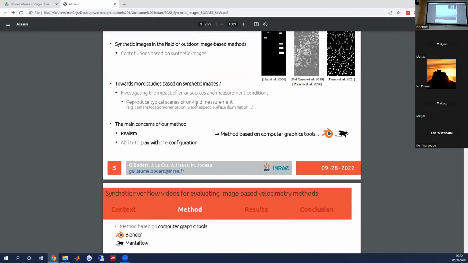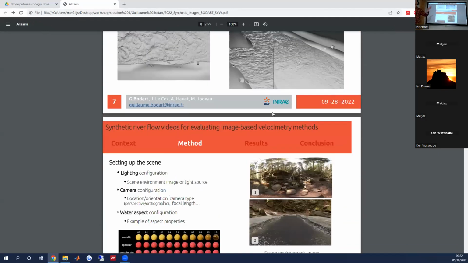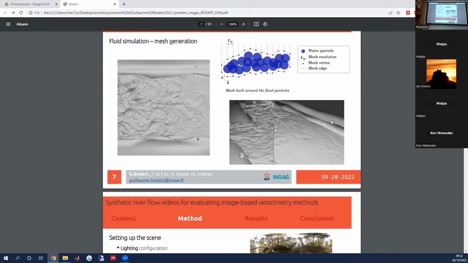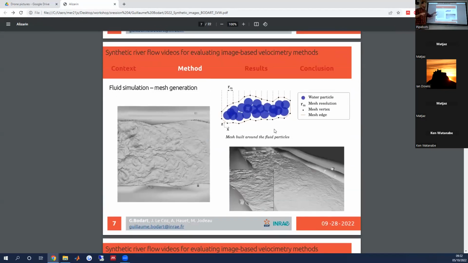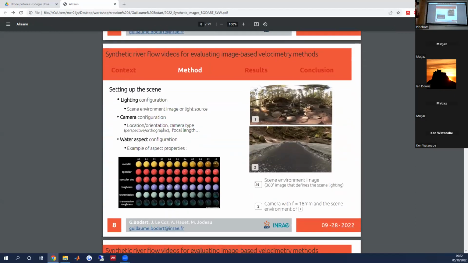Okay, so that was a bit long. Sorry for that. So then when we have the mesh, we have a fluid object at each time step. Next slide, please. So now that we have that, the idea is to set up the scene aspect.